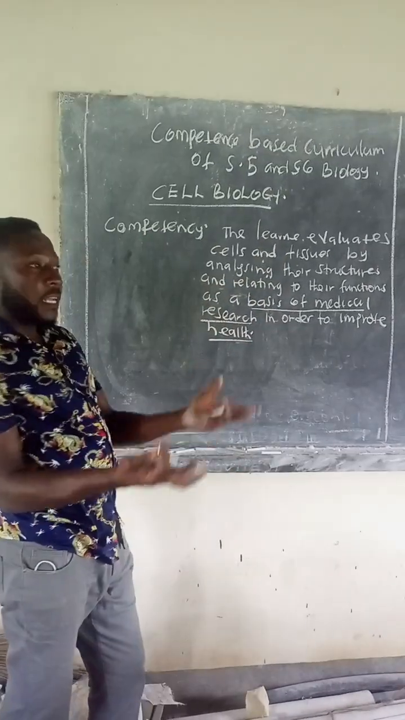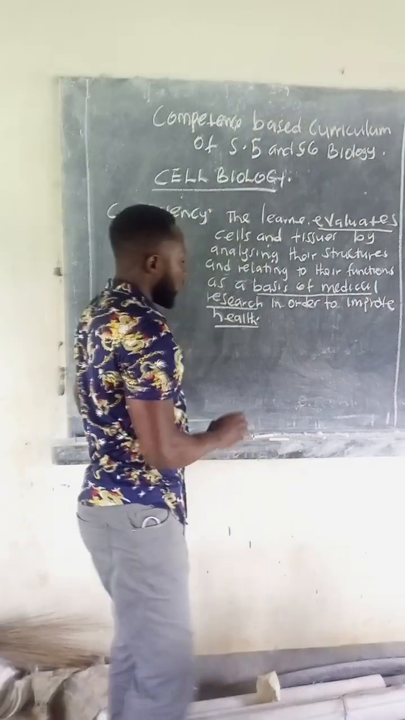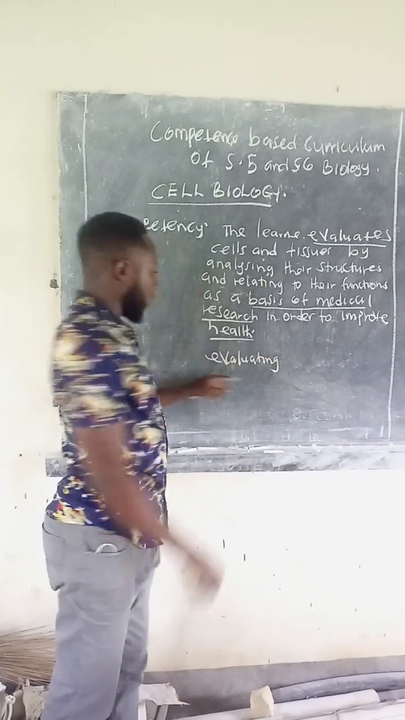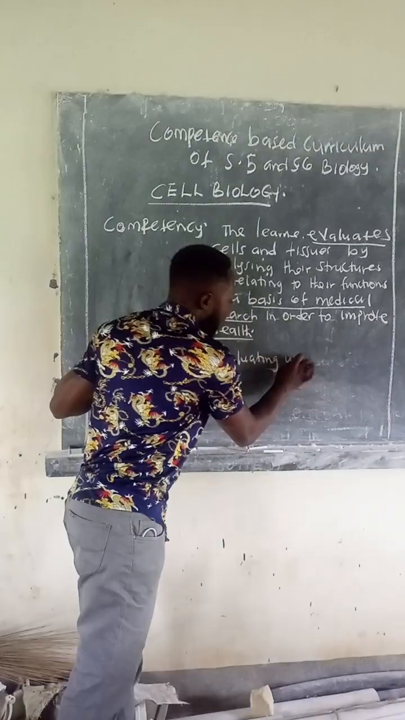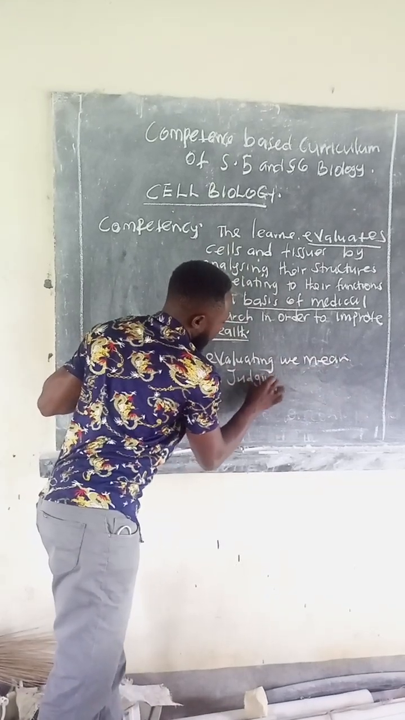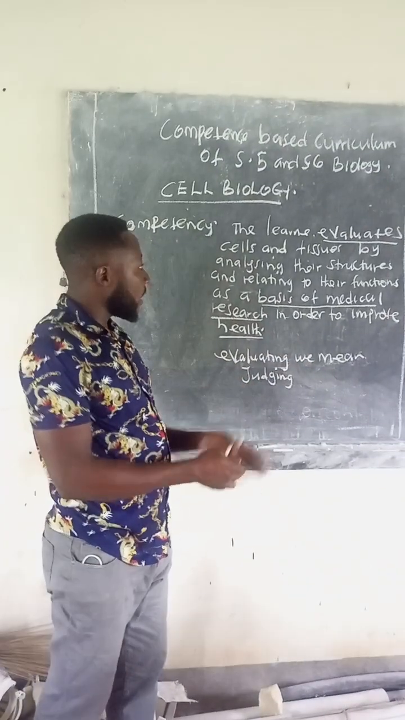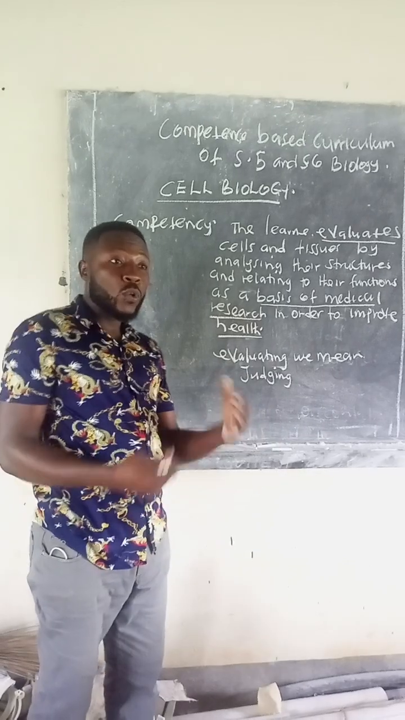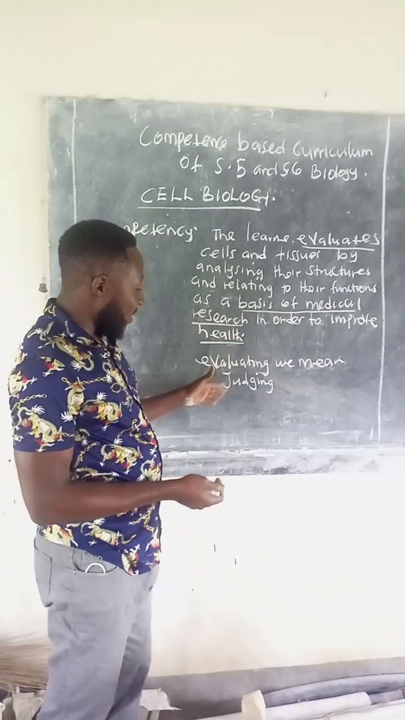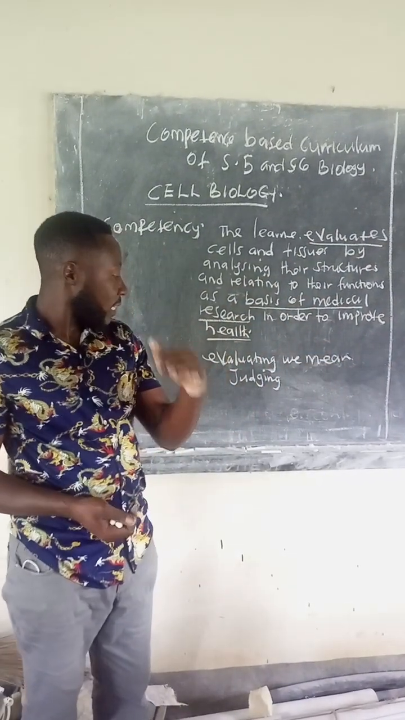So we're going to see how the learner is going to do it. This is what we call the learner evaluates. When we talk of evaluating, this word evaluating, we mean judging. How is the learner going to judge? Will the learner be able to know that the cell is normal? Will the learner be able to know that the cell is sick? Will the learner be able to know that the tissue is normal? Will the learner be able to know that the tissue is sick?